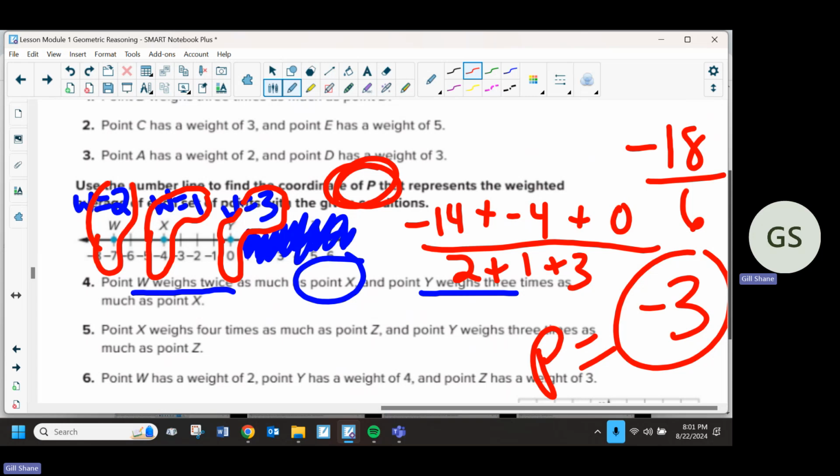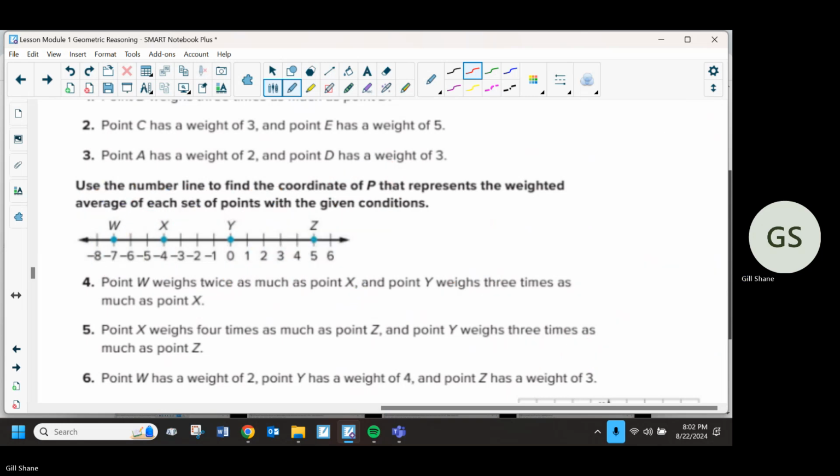Again, I'm not going to ask you to actually put a point on the line, but just know that's what we're doing. We're locating the point on the line based on all of those different weights and values that they're giving us. So that was -3. Let's see, X is 4 times as much. So W equals 4 for X. Z, it doesn't say, it just says as point Z, so they're not giving us one, which means Z is going to be 1. And then Y is 3 times as much, so literally Y is 3.